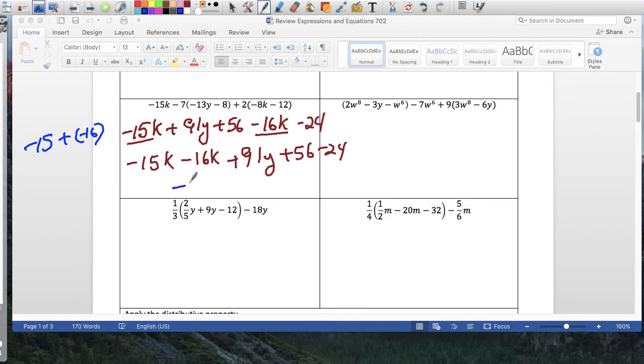So this becomes negative 31k. Plus 91y, that stays the same. And then 56 minus 24 is just a simple subtraction problem, and you get 32. Positive 32. Yeah?